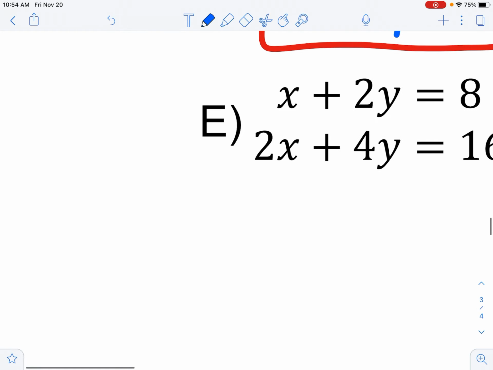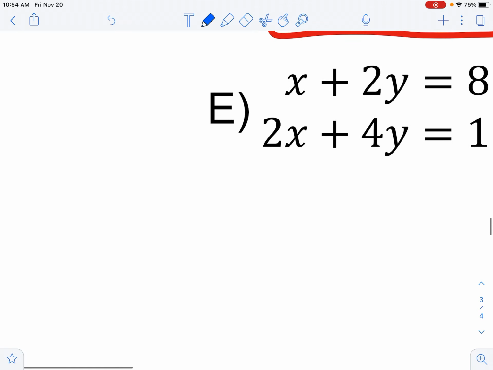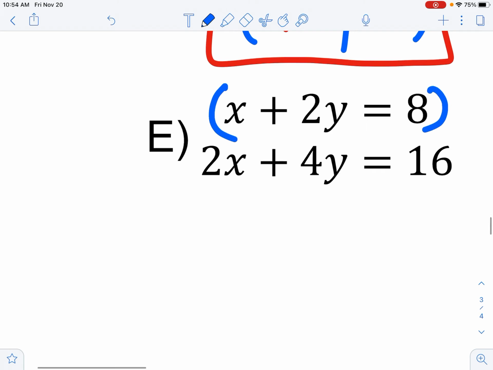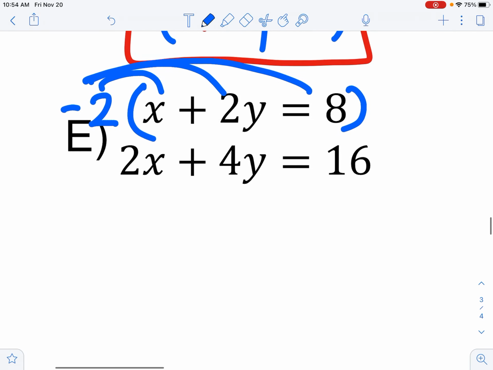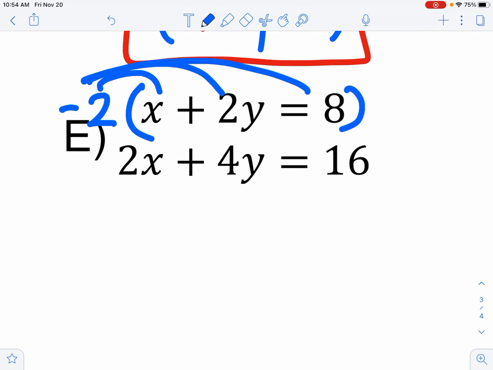Okay, let's look at this one. So I look at my x's. They won't cancel out. My y's won't either. So I say, okay, what can I do to my x's to get them to cancel out? The bottom one's a 2x. I can make the top one a -2x. And that's only having to multiply one of them by one thing. So I'm going to do that because that just sounds easy.